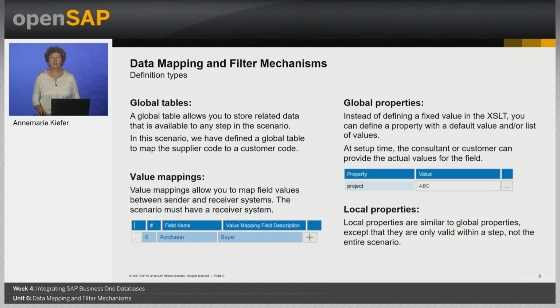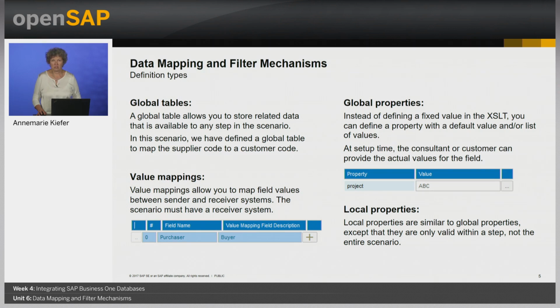In this week's scenario, we saw how to define a global table. Global tables are used to store related data and can be referenced in an XSLT. In this scenario, we use a global table to obtain a customer code that correlates to a vendor. Global properties are like variables, but you can set a default value or you can also define a list of values. At scenario setup time, the consultant or customer can enter a value or choose one of the enumerations that you defined.